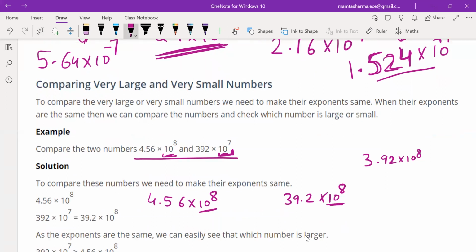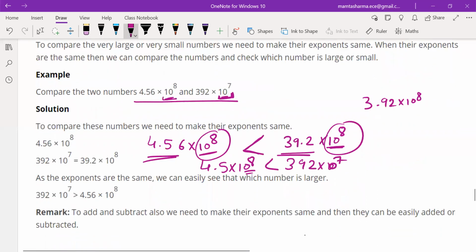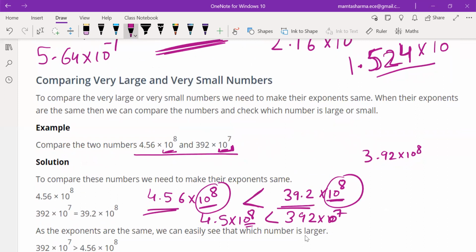Ma'am, what if it was 4.56 into 10 to the power 10 and 392 into 10 to the power... Let me finish this part. So which one is greater? Now the exponent term is equal, you can compare the numbers directly. Obviously 39.2 is greater. It means 392 into 10 to the power 7 is greater than 4.56 into 10 to the power 8. So this is the method: first make the exponent terms equal and then compare the numbers.